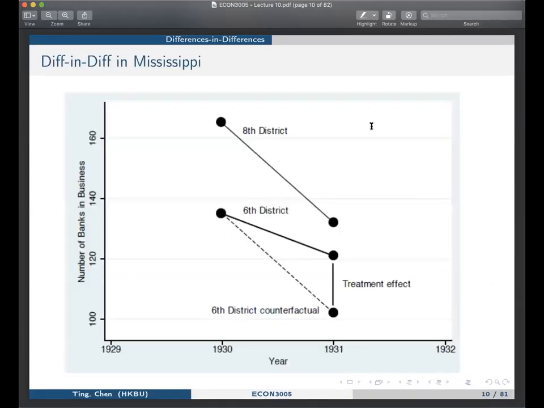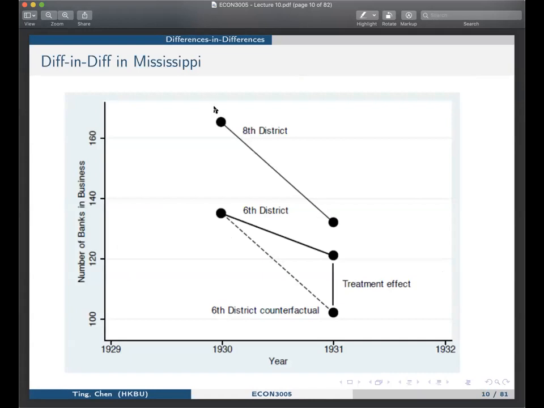We can show the definitive estimates by comparing the control group, the 8 districts, and the treatment group, the 6 districts, visually in this graph. So in this graph, the x-axis is the year, and the y-axis is the number of firms and businesses.